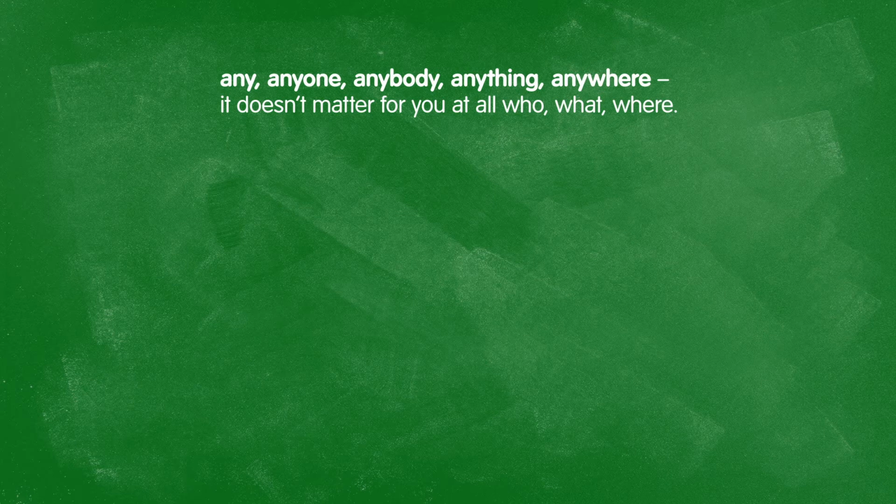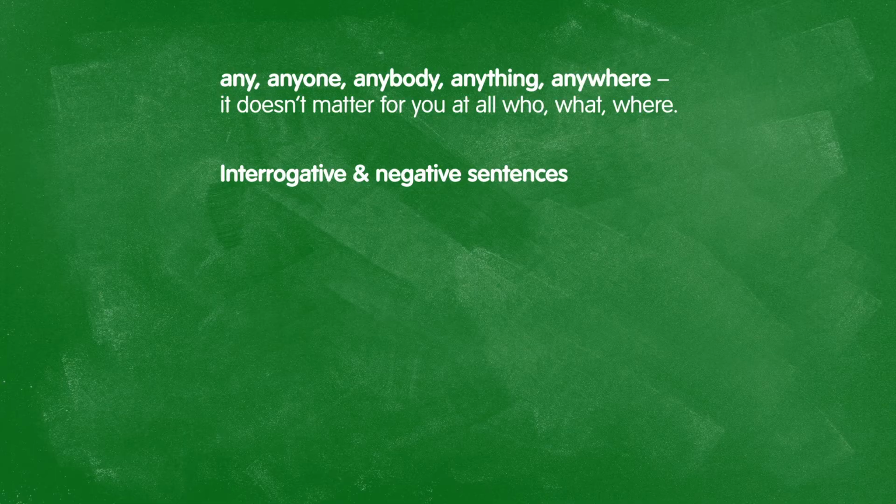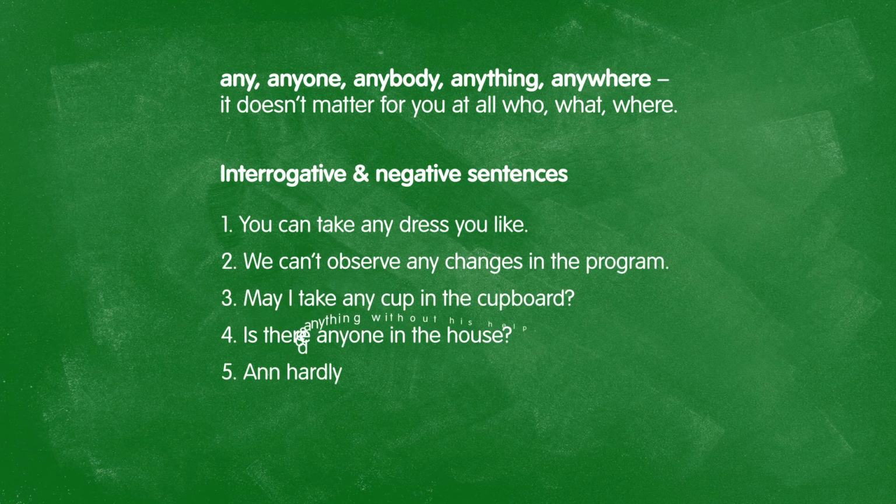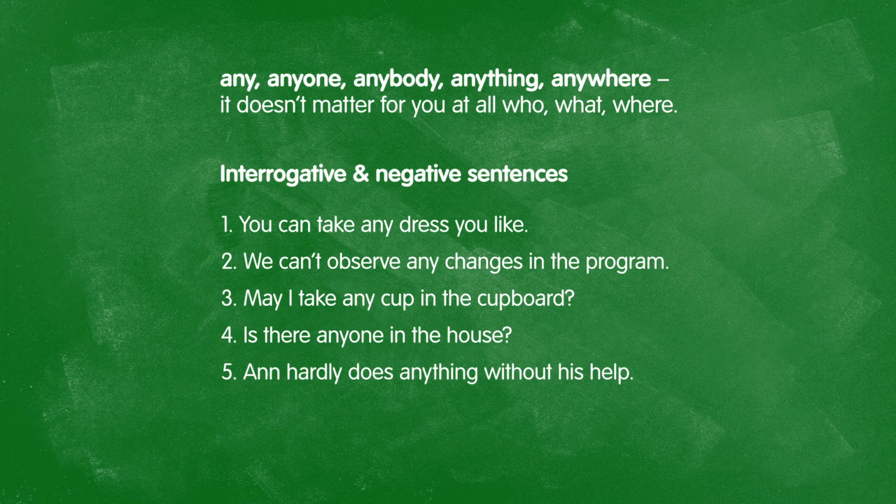or where the action or the act sees as an object. And any will usually replace some in interrogative or in negative sentences. So let's look at this in a couple examples. You can take any dress you like. Here, you may choose any single dress. You can choose this one or this one or this one or this one. It doesn't matter. All of them are available.